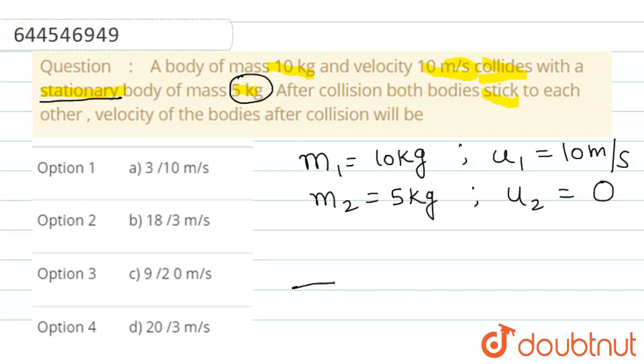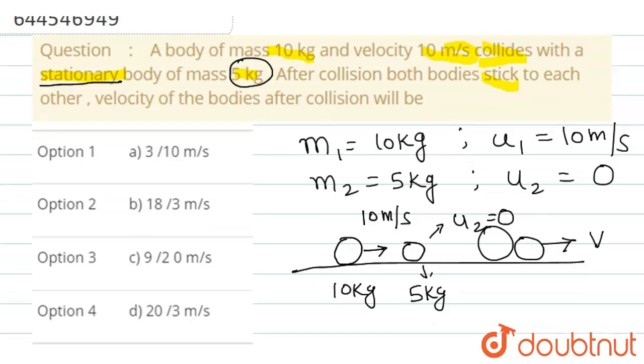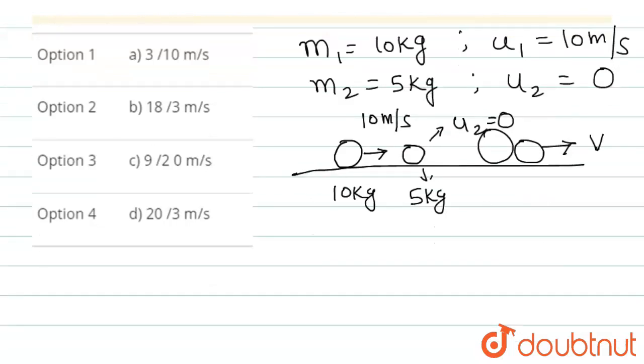Now after collision both the bodies stick. So let's understand this with the diagram. This is the horizontal surface. Suppose this is the first body and this one is the second body. This body was moving with 10 meter per second, 10 kg mass, and this body was at rest, so its initial speed was 0. Now when the 10 kg body collides with this body of 5 kg, both bodies stick with each other and now they are moving with the common velocity v in the same direction after sticking with each other.